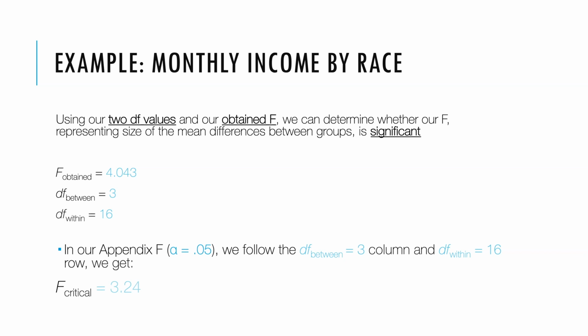So we have an obtained of 4, a critical of 3.24. What does that mean? Without moving forward, what does that mean? If our obtained is 4 and our critical is 3.2, where are we? What region are we in? The rejection region.